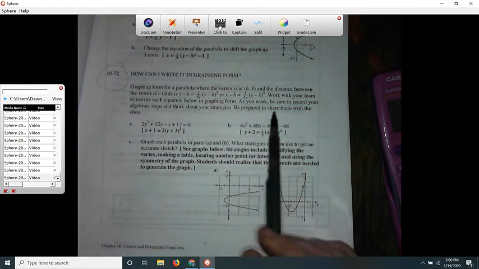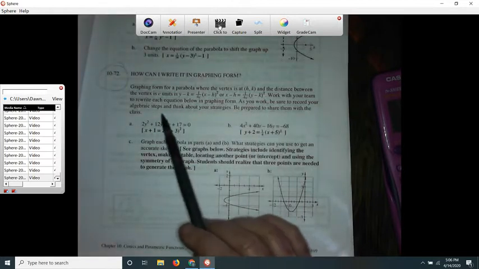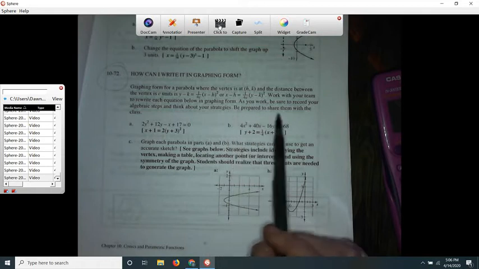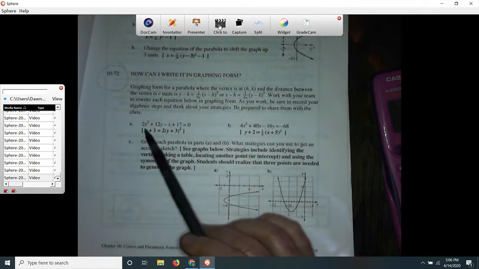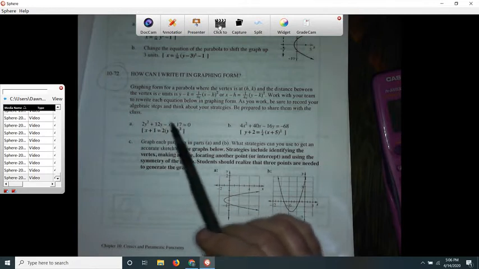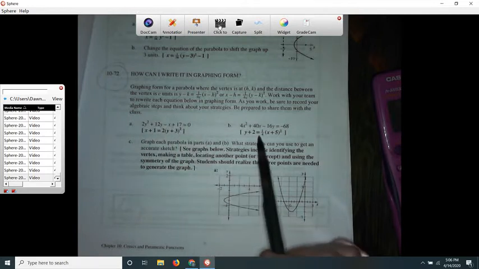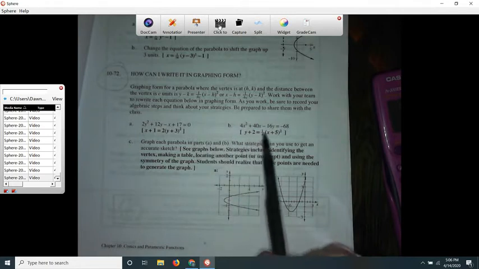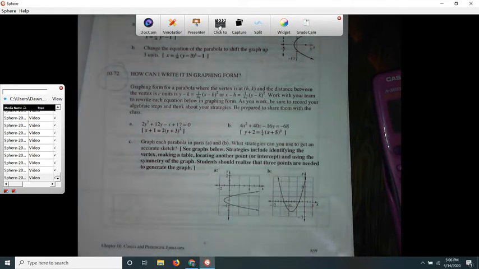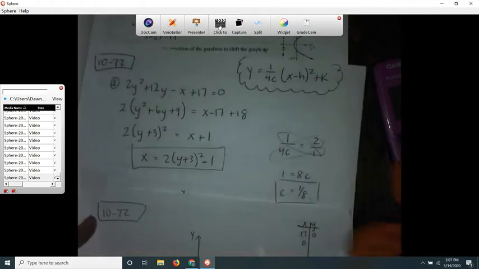As you work, be sure to record your algebraic steps and think about your strategies. Be prepared to share them with the class. So on one like this, you just want to complete the square. We had a Zoom meeting today, and I actually feel pretty confident about your ability to complete the square. I think I'll go ahead and just do one of these, though, just in case not everybody got it.